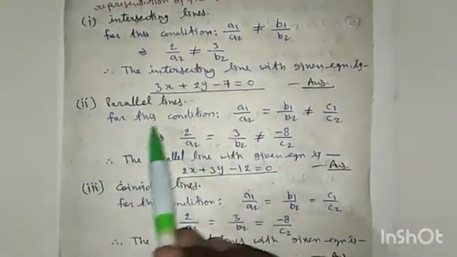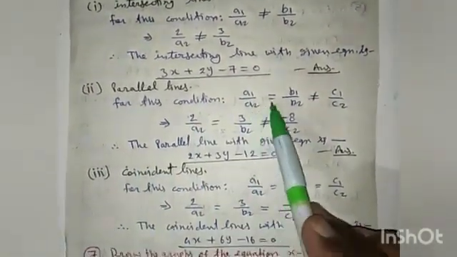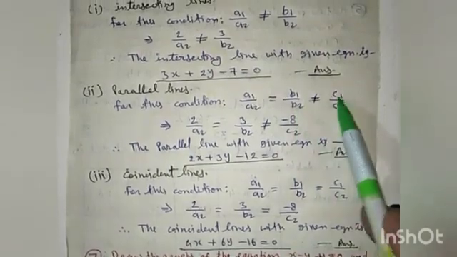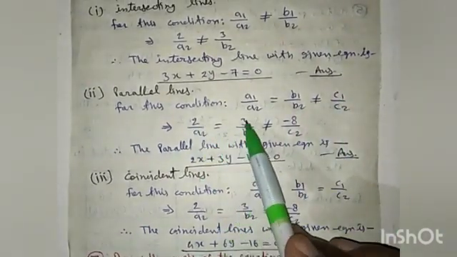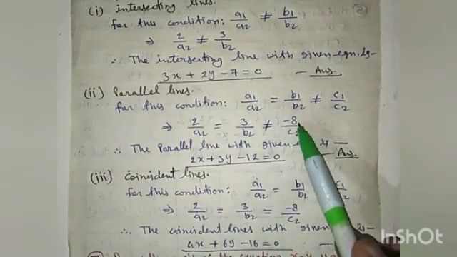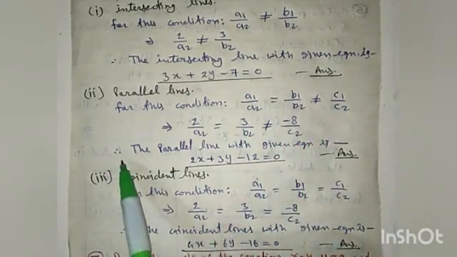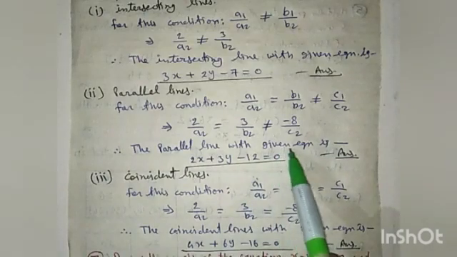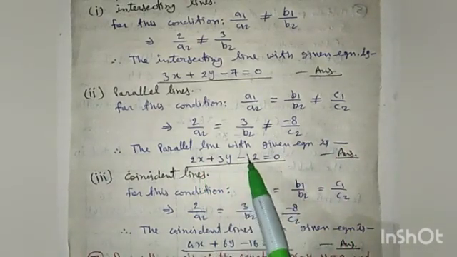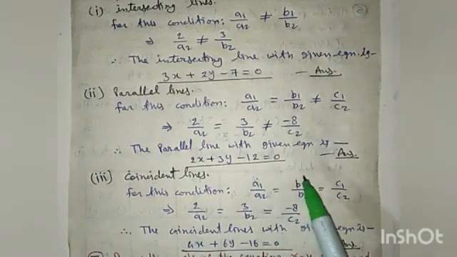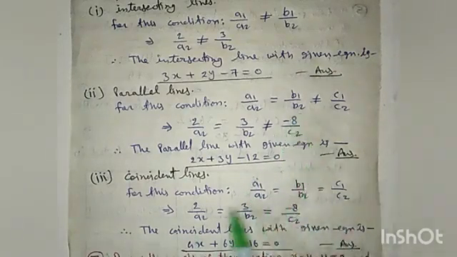And for parallel lines, the condition is a1 upon a2 equal to b1 upon b2 not equal to c1 upon c2. So here 2 upon a2 is equal to 3 upon b2 and not equal to minus 8 upon c2. Hence the parallel line with the given equation is 2x plus 3y minus 12 equal to 0. Here the ratio should not be equal.